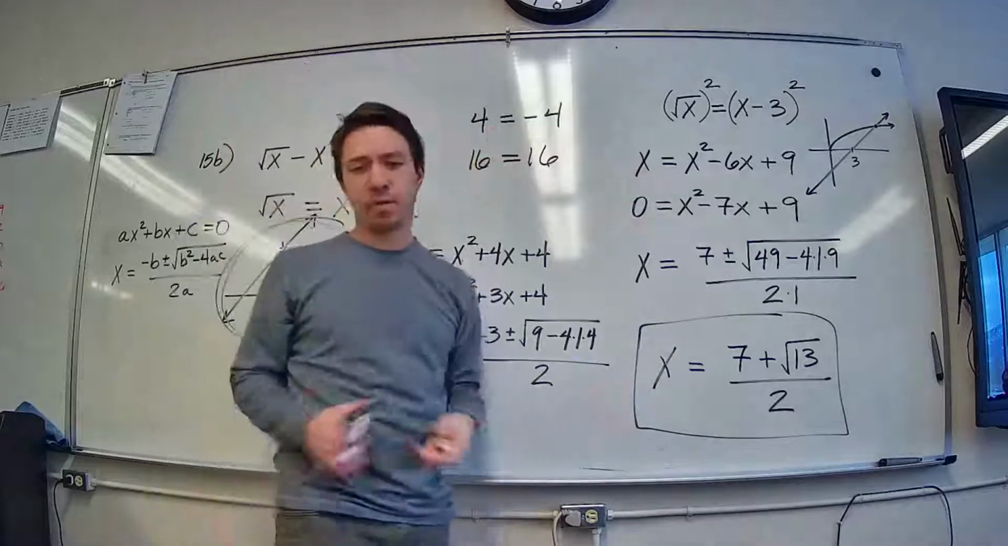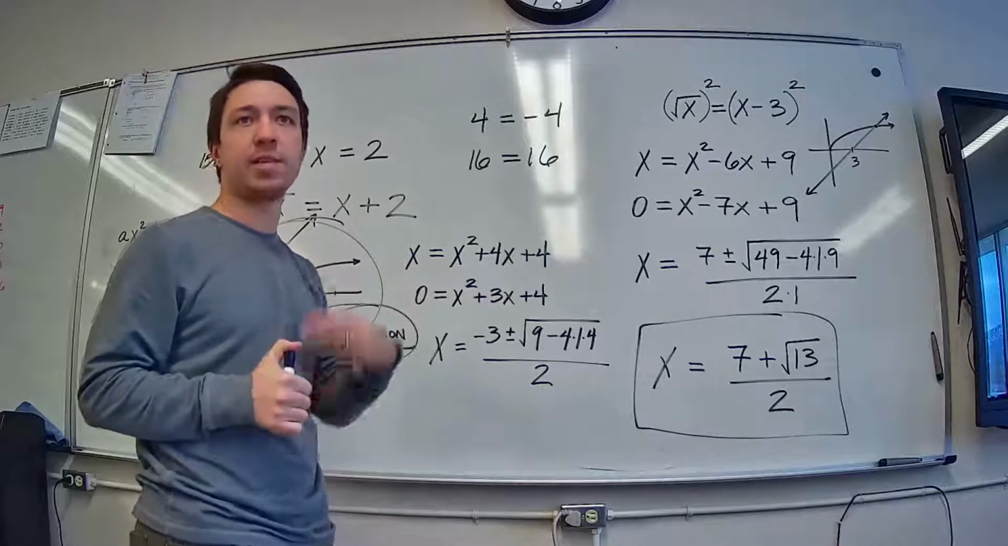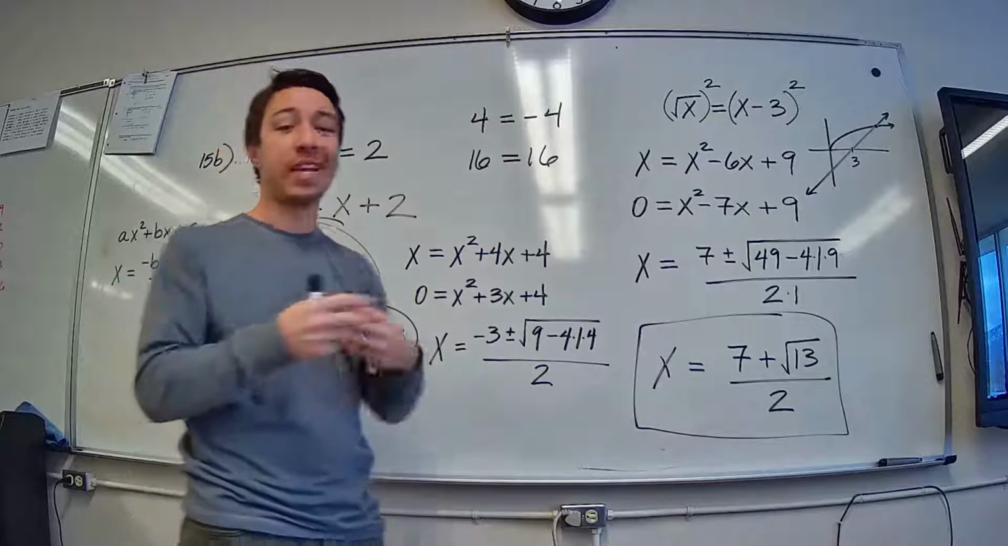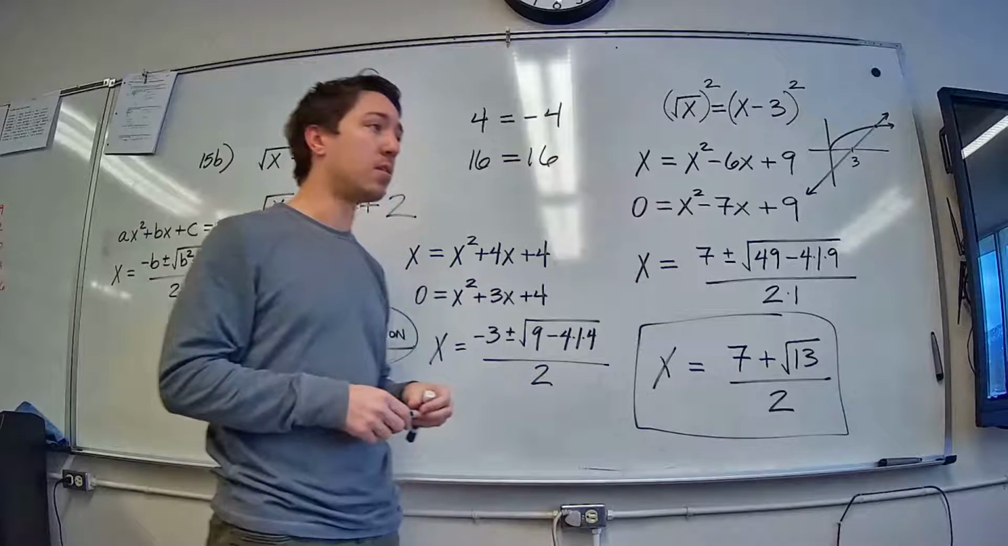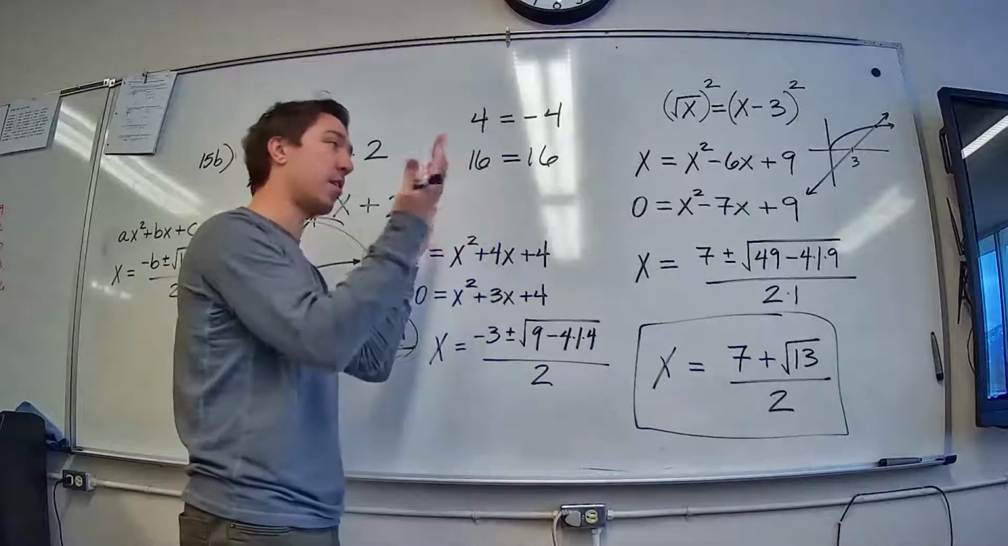So if you were wondering where that comes from, when you square both sides of an equation, you've got to be careful, because that can introduce solutions that aren't actually solutions to the original equation you started off with.